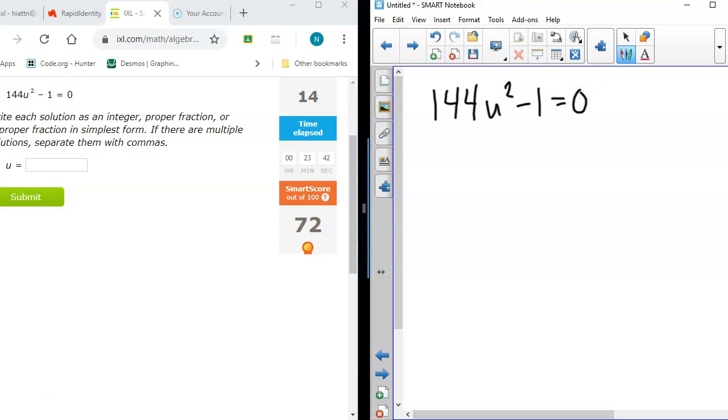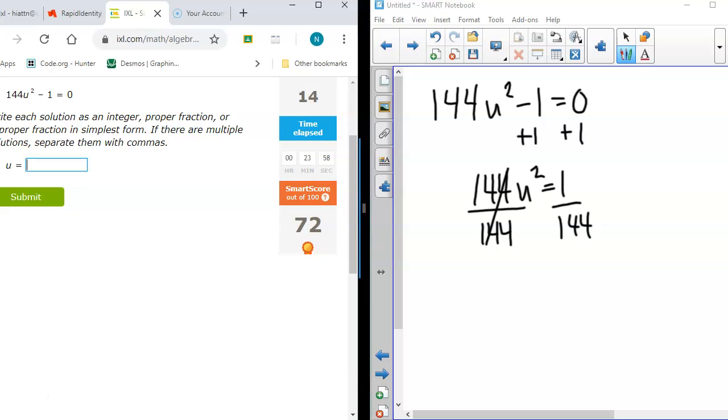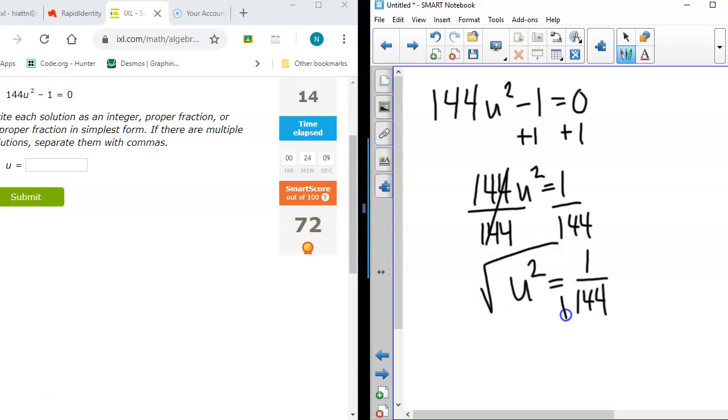Okay, so you could add 1 to both sides in this one. And so you get 144 u squared equals 1. And then you divide by 144. And so u squared would equal 1 over 144. And then you would take the square root of both sides. And so u would equal plus or minus.